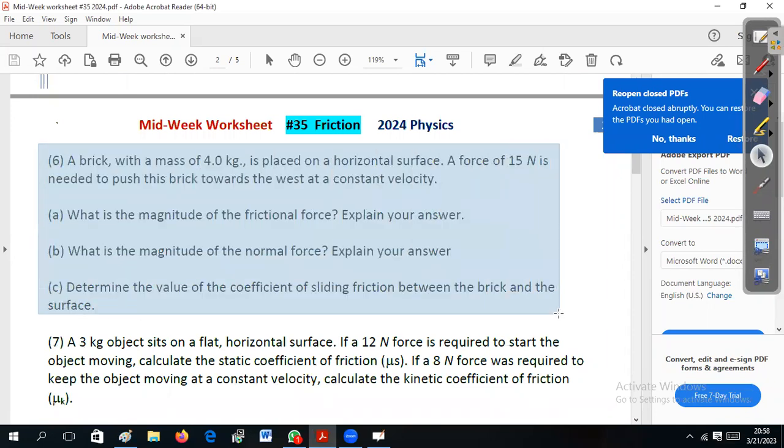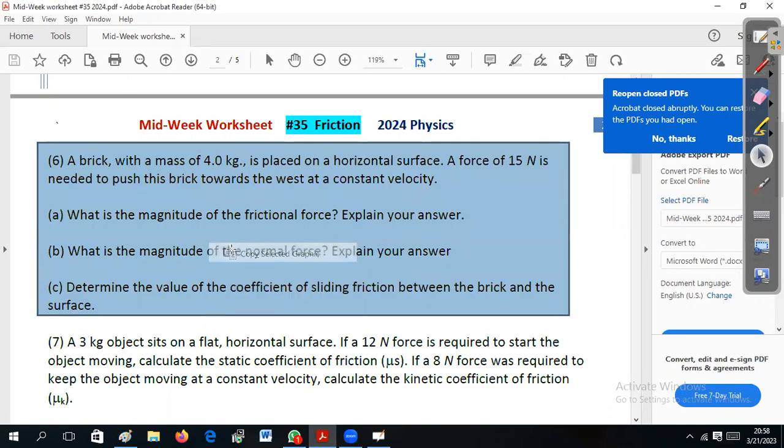Sixth one looks good. So I will explain the sixth one quickly. Need some spacing for this one.